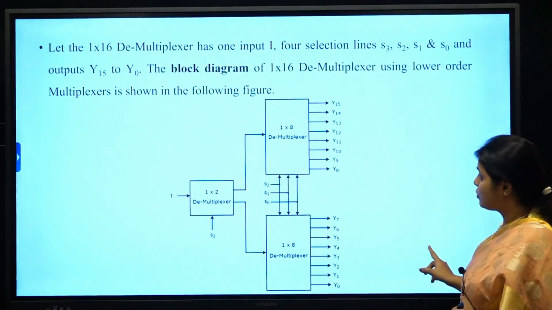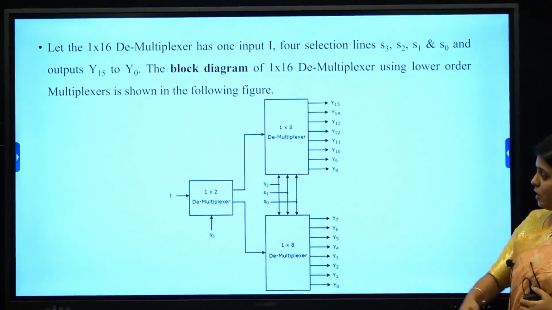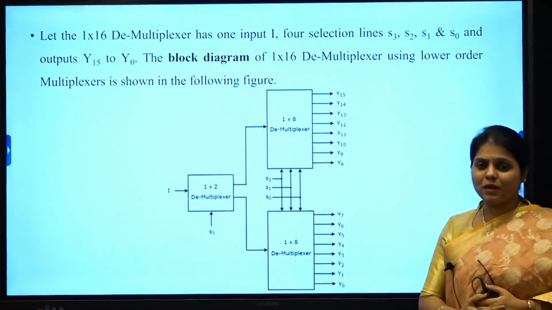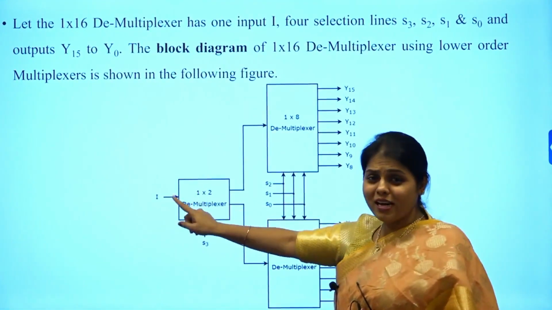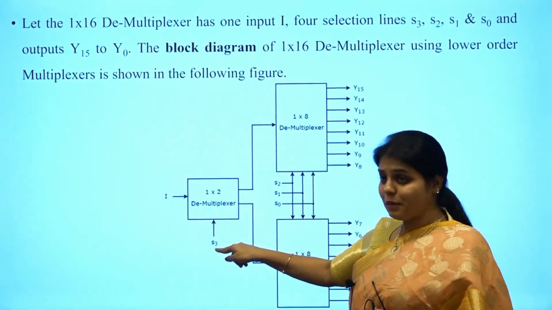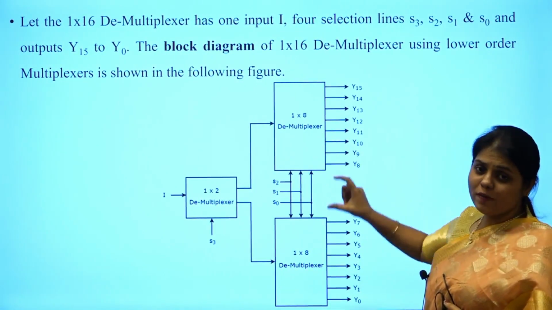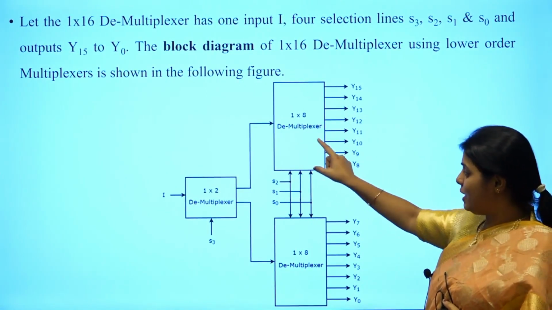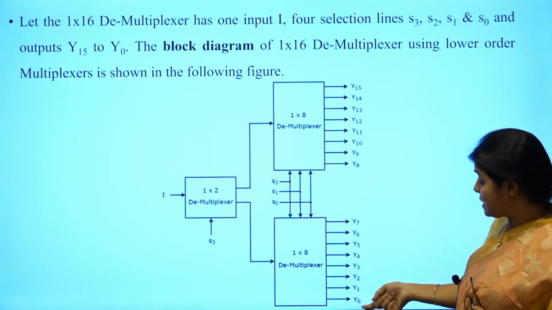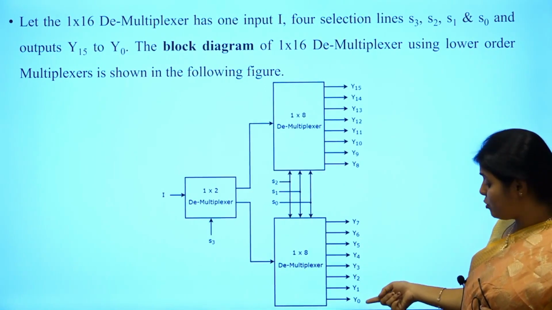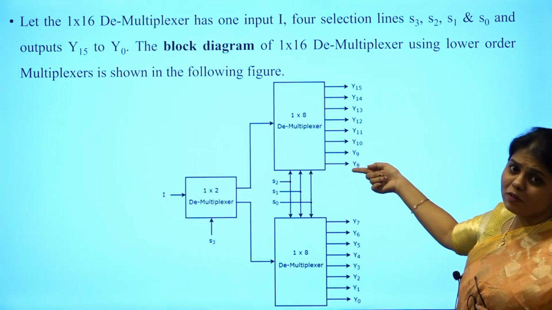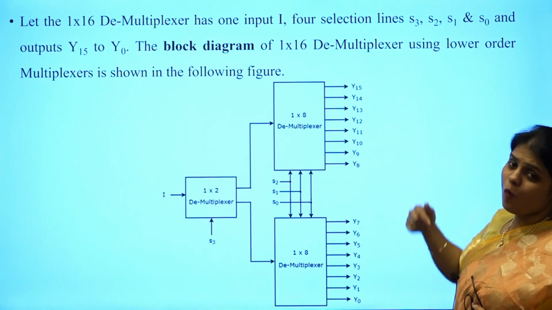Let's look into the diagram first. I'll take the 1/2 demultiplexer, for which I have one input I that I am giving along with the select input S3, and the outputs of this are given as inputs to the lower and the upper 1/8 demultiplexers, which will produce 16 outputs. The lower one produces Y0 to Y7, and the upper one will produce the outputs Y8 to Y15.